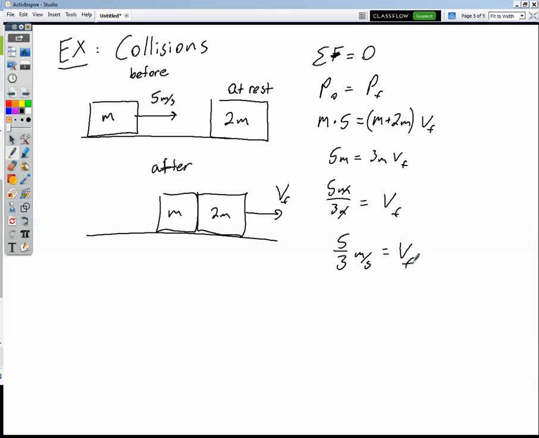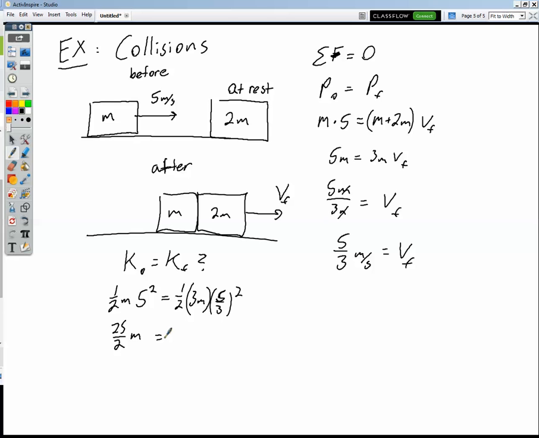Okay, now one final thing to look at here is, is energy conserved in this collision? Remember that for energy to be conserved, we have to have only conservative forces acting on the system. So these two guys couple together and hang out. So is energy conserved? Let's see here. Does K naught equal K final? The initial kinetic energy is going to be 1/2 m times 5 squared. The final kinetic energy is going to be half the total mass now, 3m, times 5/3, and that whole thing squared. So on the left-hand side, we have 25/2 times m.